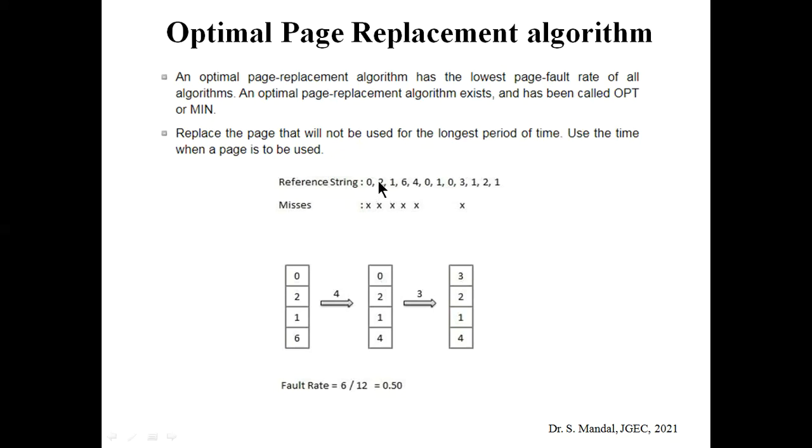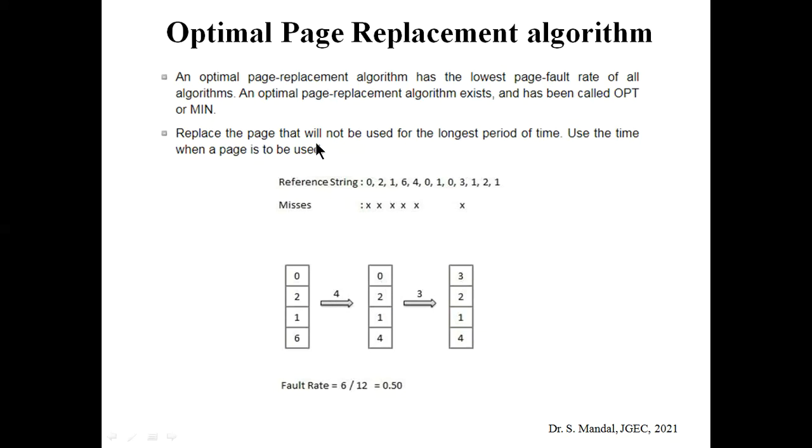So suppose this is the reference string. As per the earlier process, we are considering that the main memory has four frames. Initially 0 will be loaded, as it is not loaded. Next 2 is loaded, next 1 is loaded, next 6 is loaded. Now next 4 is to be loaded, but 4 is not in the main memory. That means some page needs to be replaced.